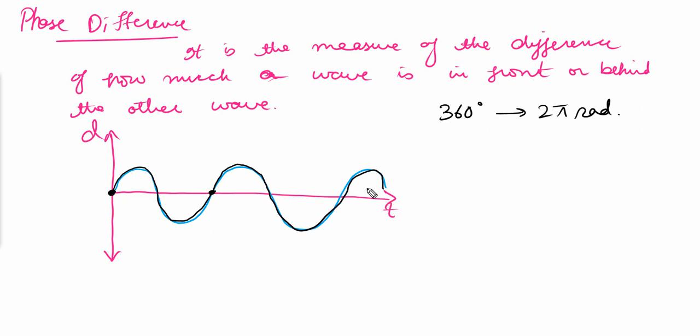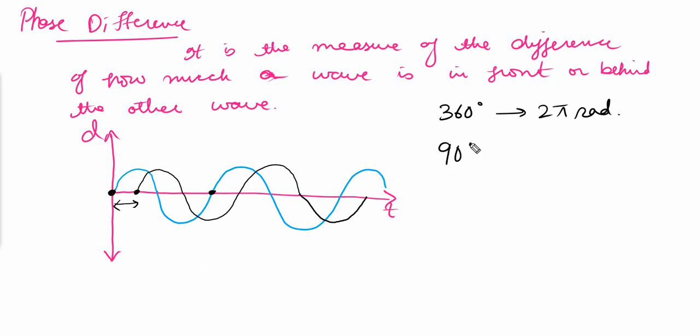Now I'm going to change this black wave. So now instead of starting from here, the black wave has started from this point. As you can see, it has the same frequency, it has the same time period, but the only thing is that the black wave has started after a quarter cycle. Now you see the starting points of these two waves differ by a quarter of a cycle. So we can say there's a phase difference of 90 degrees or pi by 2 radians.